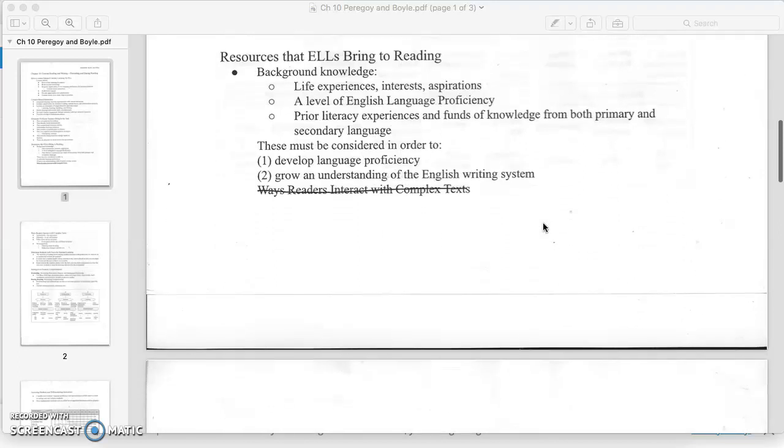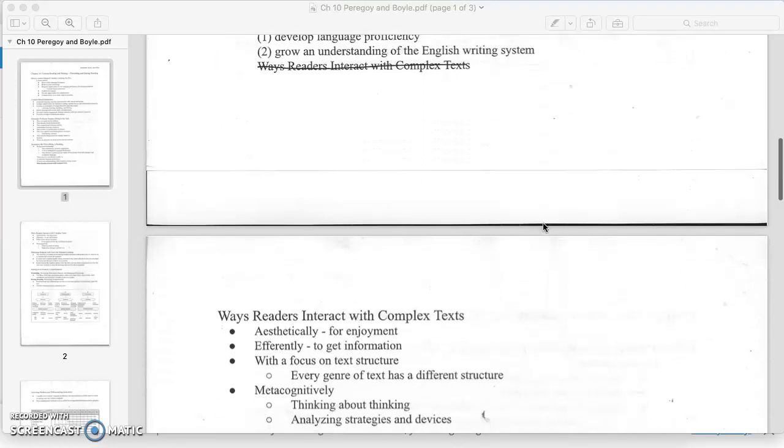As for the resources that ELLs bring to reading, we should definitely engage their background knowledge, because everyone has good life experiences and interests that should be looked at as a powerful resource in their education. Their level of English language proficiency, and in many cases their primary language, will help them with their understanding as they're learning to become more proficient in English. And the prior literacy experiences and funds of knowledge from both primary and secondary language, again, work well together in order to help them develop their language proficiency and grow an understanding of the English writing system.